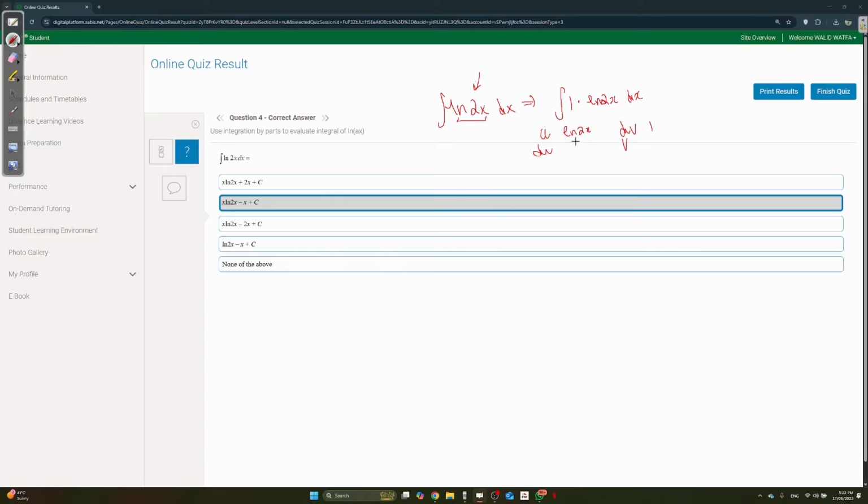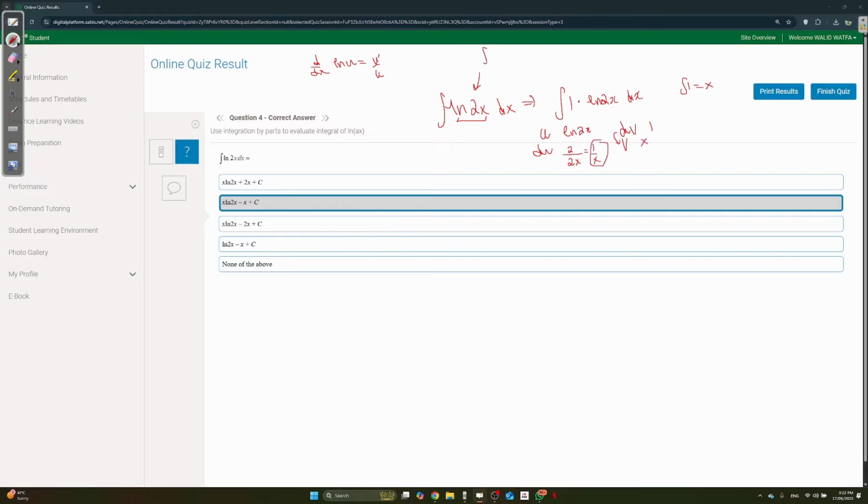Now, what's the derivative of ln 2x? Remember, the derivative of ln u is equal to u prime over u, right? So the derivative of ln 2x is u prime, which is 2, over 2x, which is just 1 over x. Okay, now to go from dv to v, we need to integrate. What's the integral of 1? Integral of 1 is just equal to x, right? So x. So now we know our table.